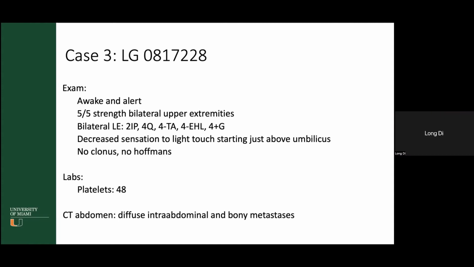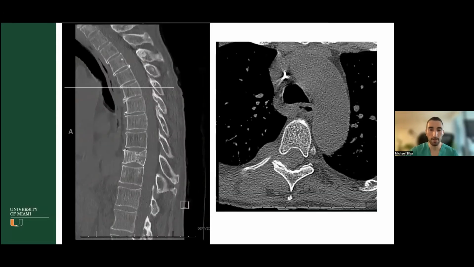Yeah, so she has decreased sensation to light touch starting just above the umbilicus. So at that level, I would most suspect around lower thoracic, around T10. Good. Yeah, I think that's a good thought. So we'll go to the imaging. This is the CT. You want to just quickly describe the CT before we go to the MRI?